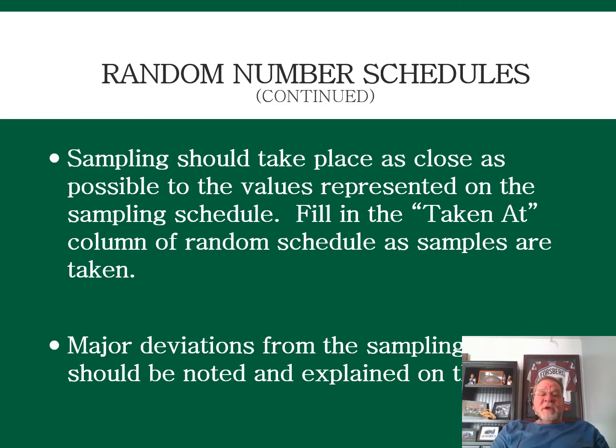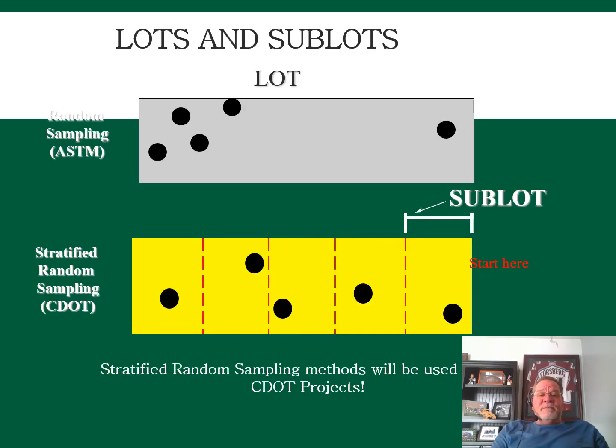Sampling should take place as close as possible to the values represented on that sampling schedule, and they should fill in the taken at column on the scheduled chart so that everybody knows precisely, or as close as possible, where those samples are being taken. Major deviations from the sampling should be noted and explained on the notes for the day.